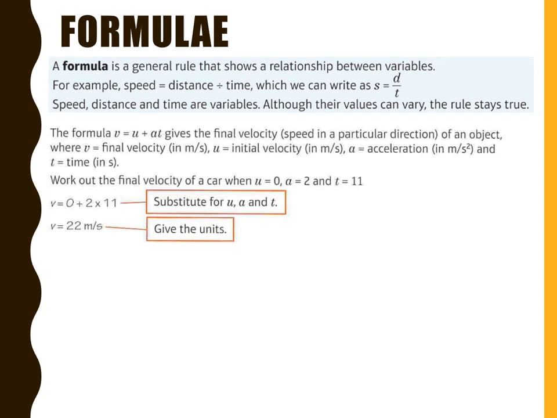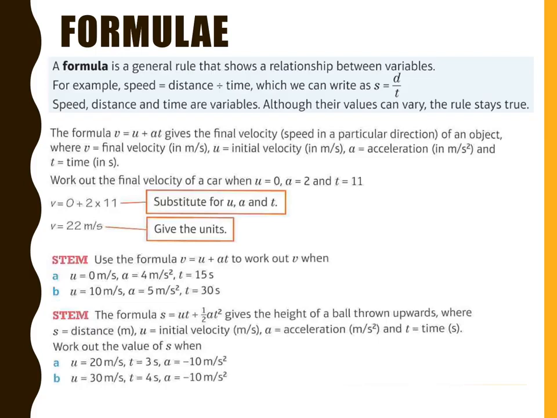So if you were asked to work out the final velocity of a car when u equals 0, a equals 2, and t equals 11, we go back to the earlier part of the lesson on substitution. So you're substituting the letters with the numbers. This is the formula, v equals u plus at. You're just putting u as 0, 2 as a, 11 as t, and then you're finding out your answer. Remember always to put your units.